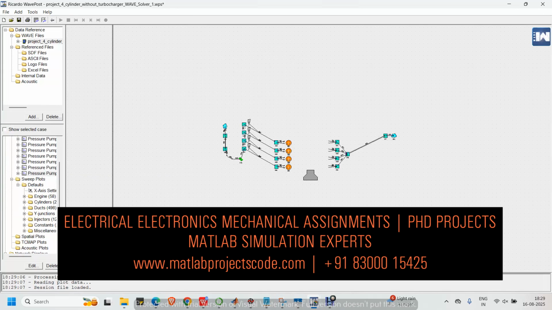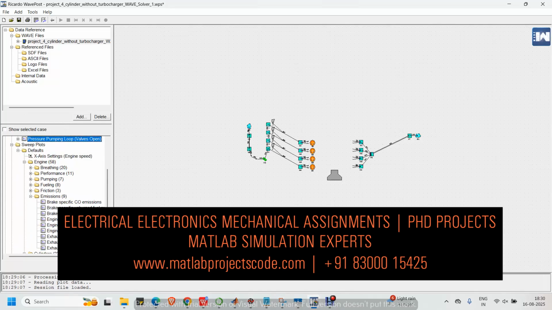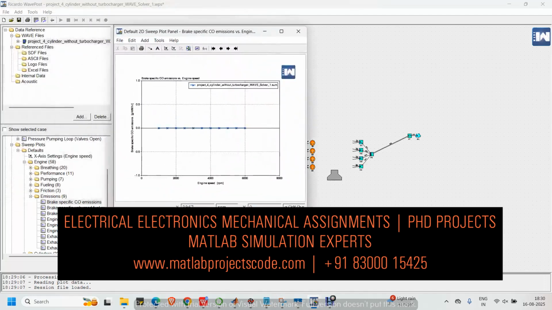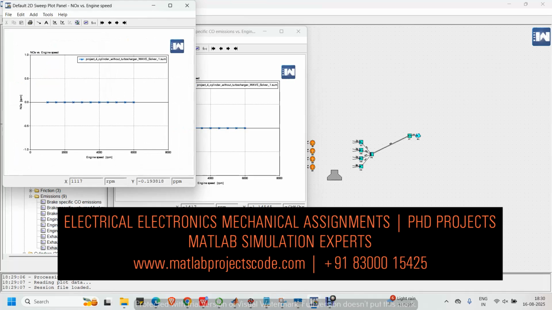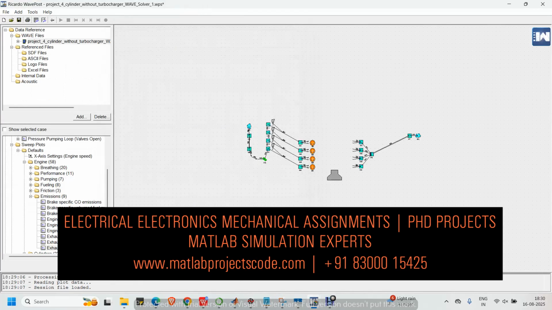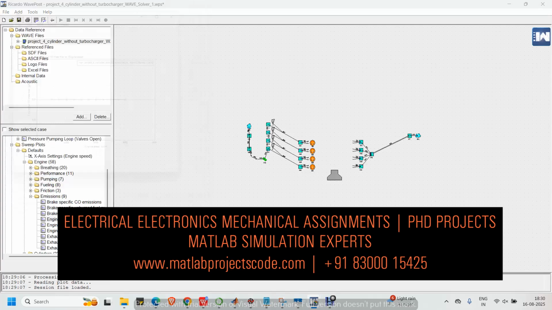Next, when you talk about the sweep plots, we have plots for the engine here. Let's talk about the engine emissions. We can see the carbon monoxide emissions here, and also the exhaust gas NOx concentration. Here I don't use a turbocharger, so remember that we don't have a turbocharger right now. You can see those graphs, and also the brake specific unburned fuel. These graphs we can compare with the model with a turbocharger also.